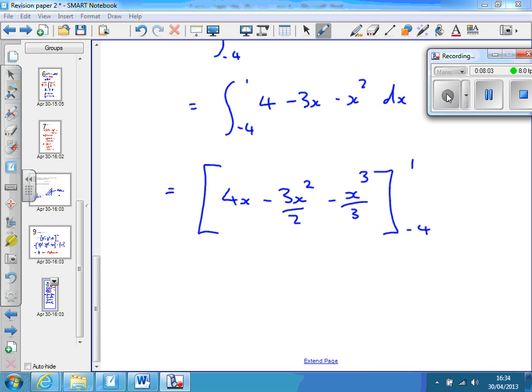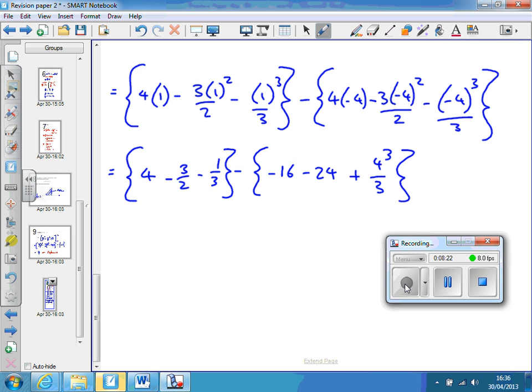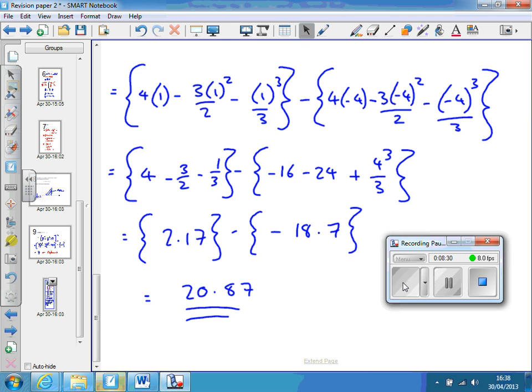So integrate it, we get this. Now we put the limits in. So using curly brackets, we end up with that. I'd suggest you tidy it up. Don't put that all into the calculator in one hit, because errors come in at that point. I'd always try and tidy it up before I put it into the calculator. So I'll probably do something like that, and then I can put that into the calculator, and out will come the answer, which turns out to be 20.87.